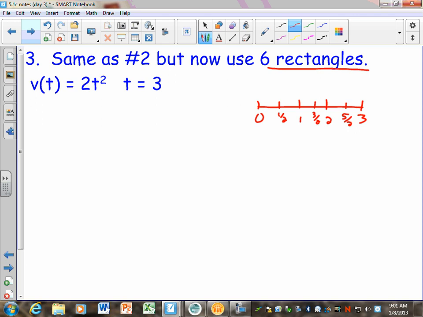Notice I'm not making a big graph. I could make that big graph again. I could make that curve. But I really just need to figure out my width, and I need to figure out my length. So what would the width be on each one of these rectangles? A half. Do you agree with that? 0 to 1/2, 1/2 to 1. The width is 1/2.